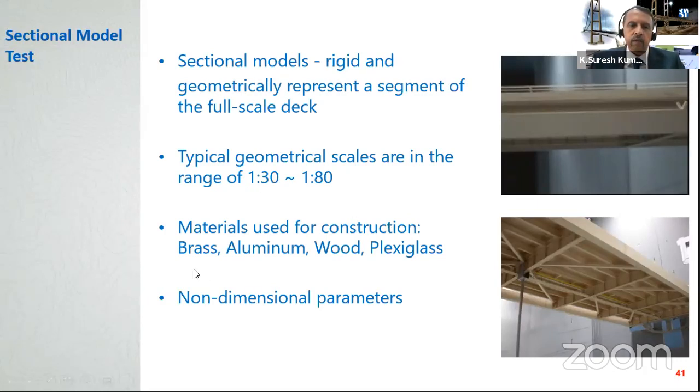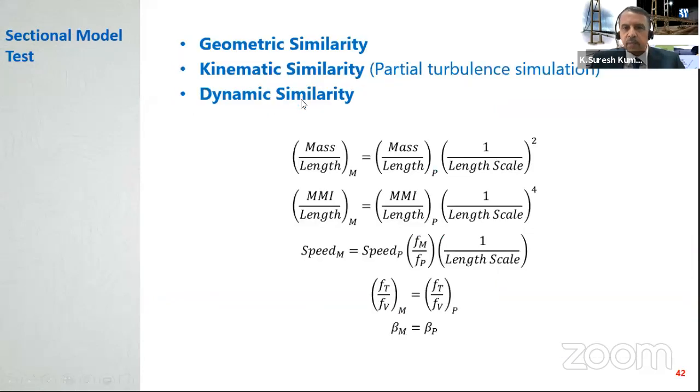The scale I already told you. You can virtually use any material you want: brass, aluminum, wood, plexiglass, and you have to follow non-dimensional parameters like in any other wind tunnel test. Some equations are given here, which I'm not going to go through in full. This is the Reynolds number scaling. You can see masses should be reduced and the moment of inertia should be reduced. The speed will be reduced as well. The frequency ratio has to be maintained between the model scale and the prototype. Damping should be similar. These come from fluid mechanics principles: geometric similarity, kinematic similarity, and dynamic similarity have to be simulated properly in the tunnel.